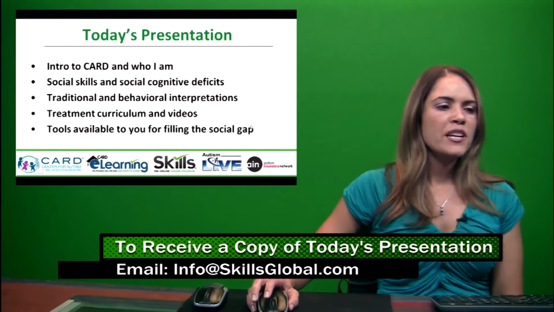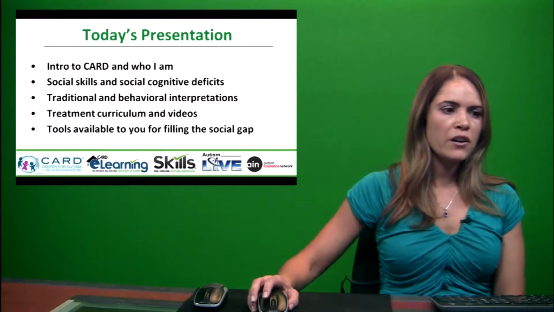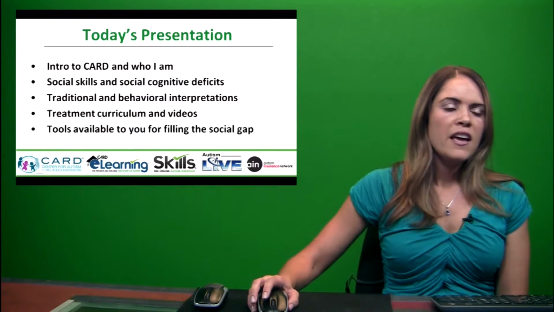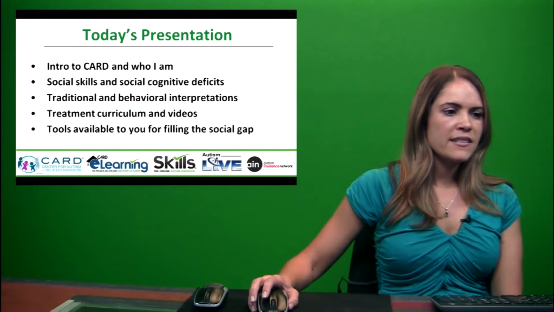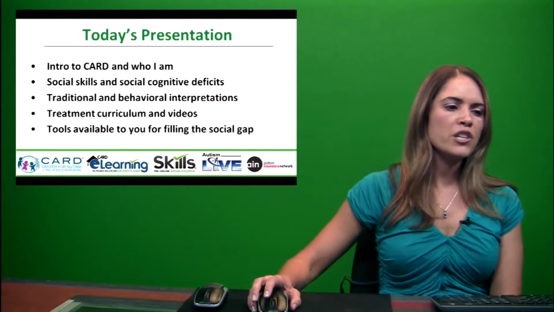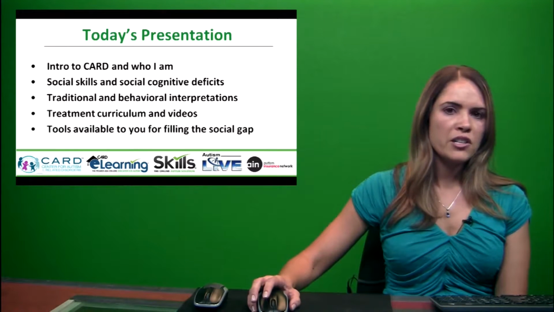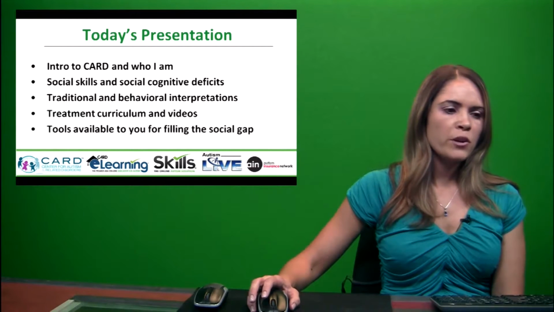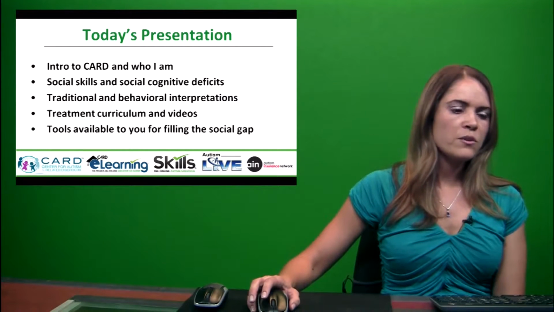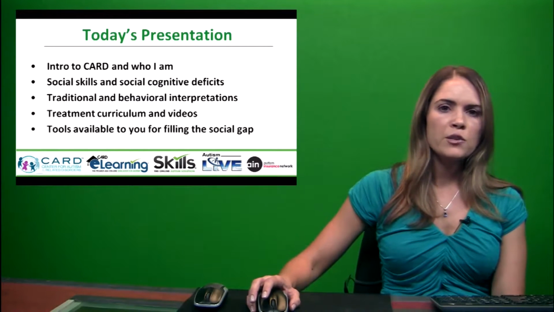So in today's presentation, the first thing I'm going to start with is give you a brief introduction to CARD and a little bit about myself. And then we'll talk about social skills and social cognitive deficits. And then we'll discuss some traditional as well as behavioral interpretations of social cognition and those deficits. I'm also going to spend some time showing you some of the different treatment curriculum and videos associated with those. And at the end, we'll discuss some tools that are available to you for filling the social gap.